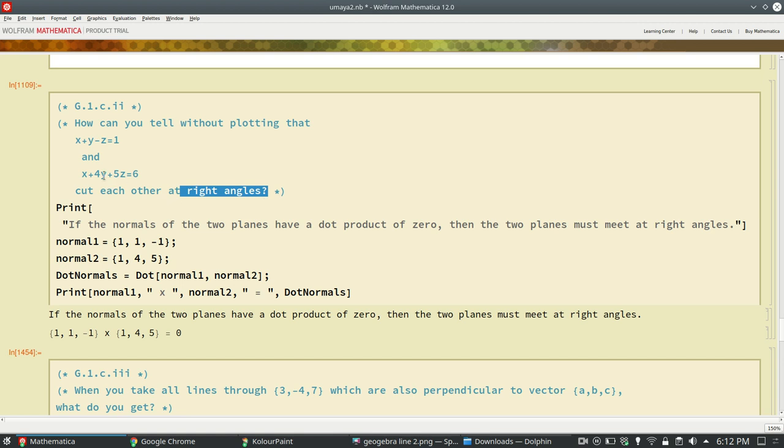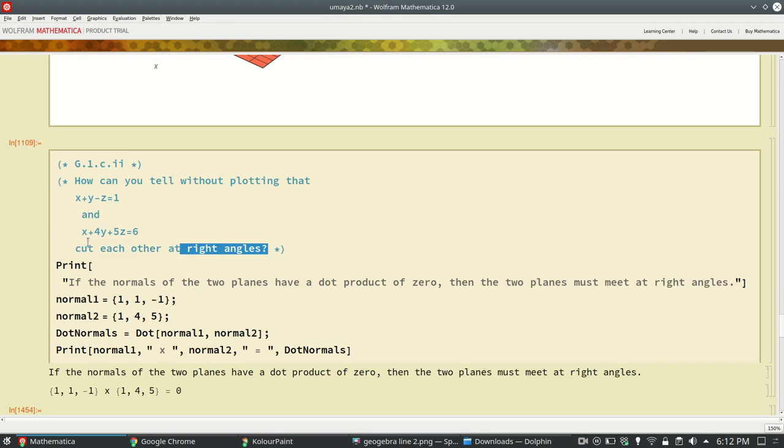It's hard to take the dot product of two planes because the planes aren't vectors. But every plane has a normal, right? A normal vector. So if we get the normal vector of each plane, if the planes are perpendicular to each other, then the normals of the planes are also perpendicular to each other. Just try to imagine that. I didn't plot it for you, but you can imagine that.